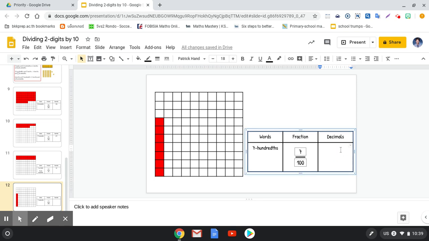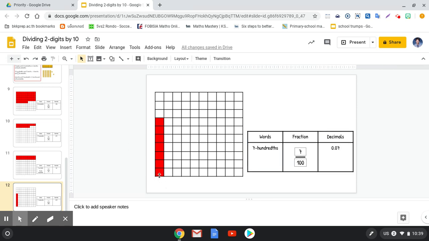Now, here's the tricky part as a decimal. Now, 70 out of 100 would be 0.7. So 7 out of 100 is 0.07. Be careful with that one. That's a tricky one. So we know that here are 7 hundredths, but 100 of these would make a complete 1. So your job is to do the same thing on the next slide.